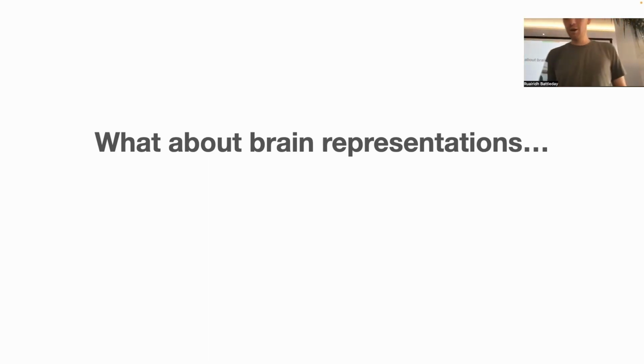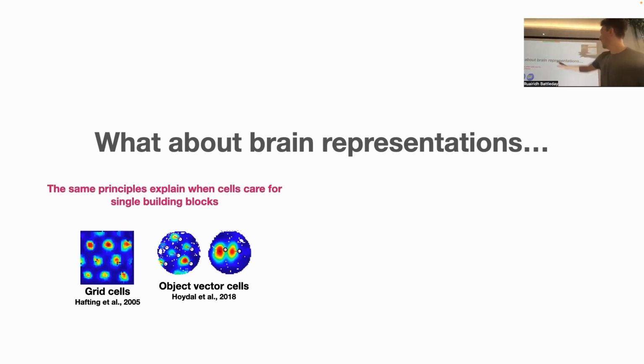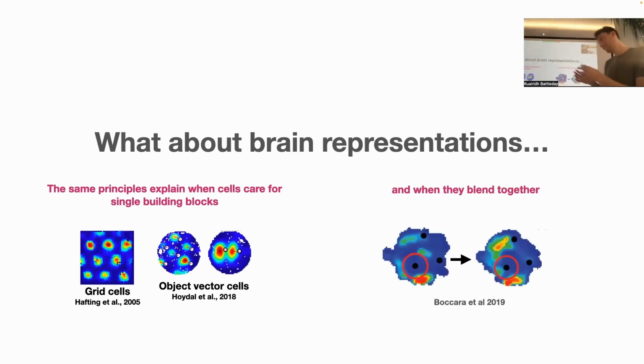Okay, so that was all models and theory. What about brain representations? Which is also going to be some models and theory, but we'll relate it to brains. I'm going to try to show you exactly the same principles that we just saw can also explain why cells sometimes seem to code for these building blocks and why they sometimes blend together.